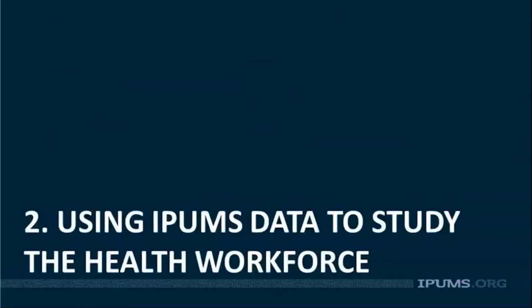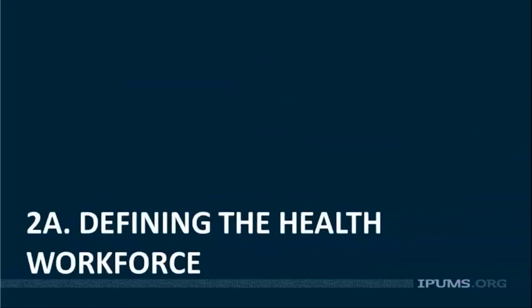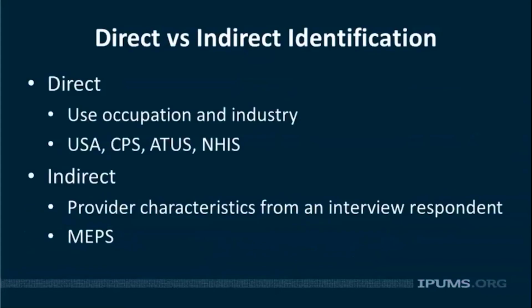Now let's dive into some details about how to use IPUMS data to study the health workforce. We'll start by discussing some considerations when defining the health workforce. At the highest level, there are 2 ways to identify the health workforce, either directly or indirectly. Using USA, CPS, ATUS, and NHIS data, you can directly identify the health workforce using occupation and industry variables. Using MEPS, you can indirectly identify the health workforce by using the characteristics of healthcare providers reported by individuals who receive care. I'll spend most of my time talking about direct identification.